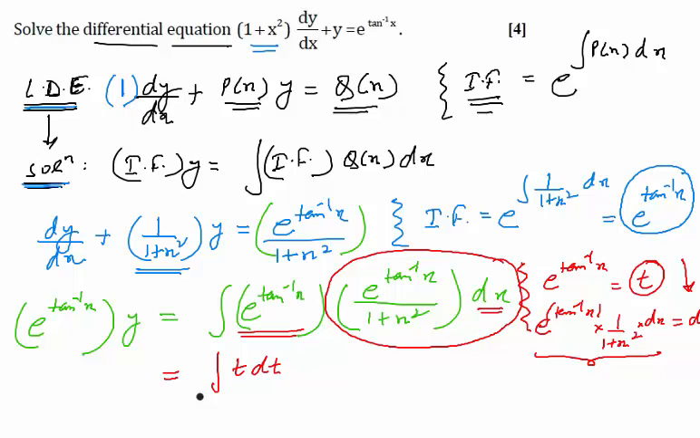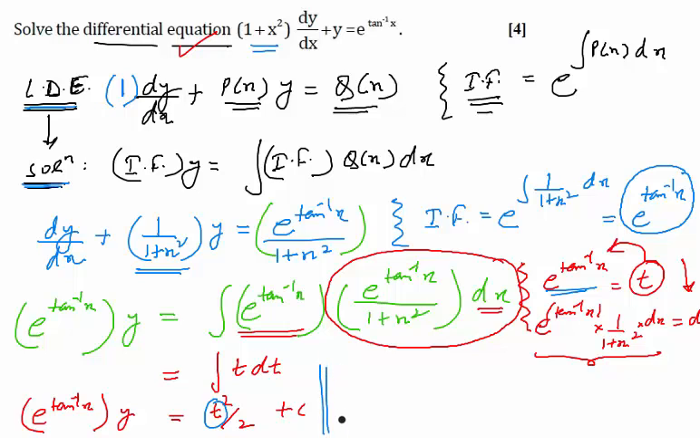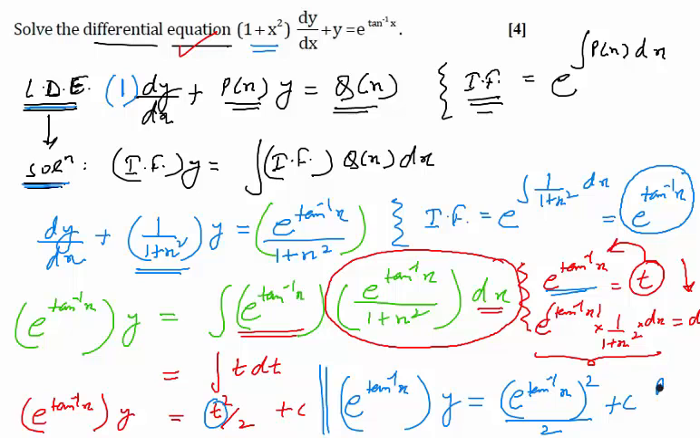That's very easy now. So t dt on integral will become t square by 2, and you can add some arbitrary constant to it, right? And LHS portion is what? LHS portion is what we have: e to the power tan inverse x into y. Now in the end, just replace the value of t with the original value, which is e to the power tan inverse x, and that should give you your final result, right? So your final answer will become e to the power tan inverse x into y is equal to e to the power tan inverse x whole square divided by 2 plus c. This now becomes your final answer.